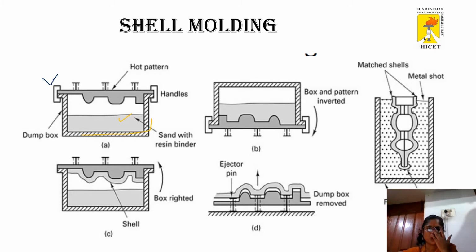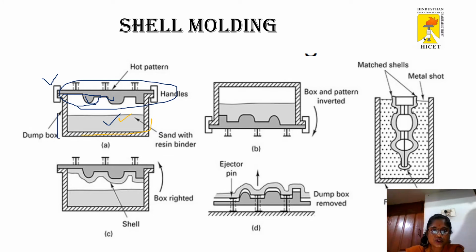Next, we have mold creation. First, each pattern half is heated to about 200 to 300 degrees Celsius and coated with a lubricant to facilitate removal. Here we have sand with resin binders, and this one is the heated pattern. Now the heated pattern is clamped to a dump box. This is the dump box.